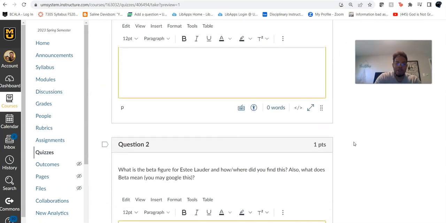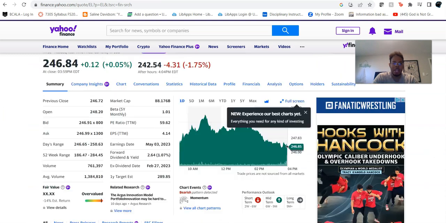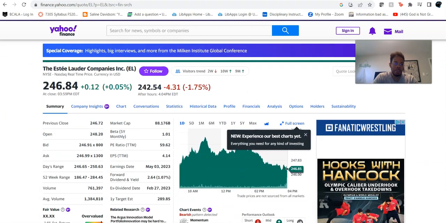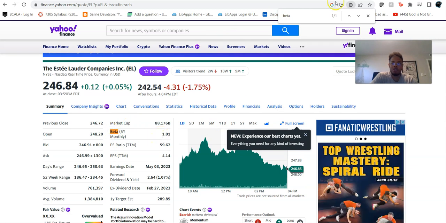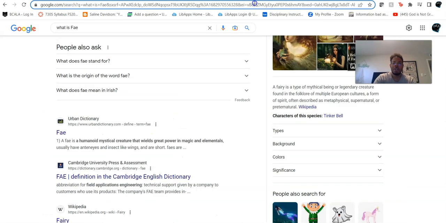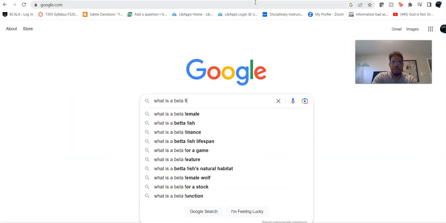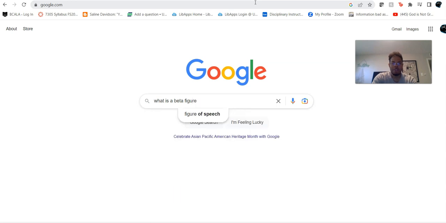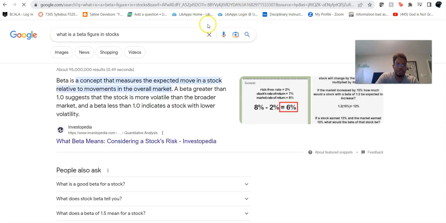All right. Anyway, we are going to go to number 2. So what is the beta figure for Estee Lauder and how did you find this? And then also, what is a beta? You can Google that, but it's actually right here on your landing page. So I did a Control F to find beta, and that is our beta right there. Now you can go ahead and search what is a beta figure in stocks. Let's do it that way.